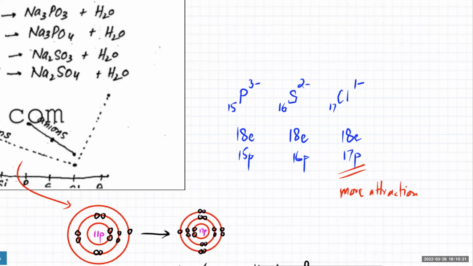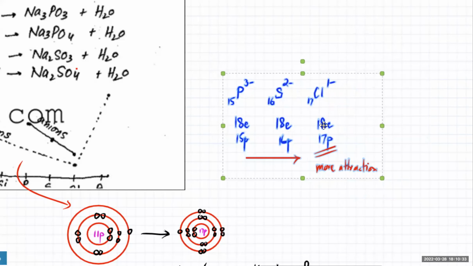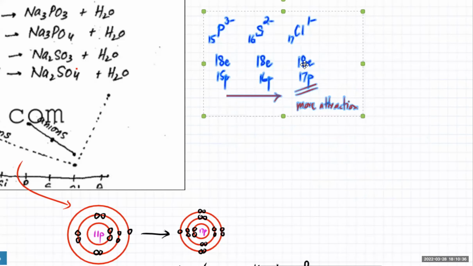When you move to the right, you're going to have more attraction. So anions, their size decreases when you move to the right because they all have the same number of electrons, but obviously because you have greater protons, the attraction increases. So it's going to be smaller in size.